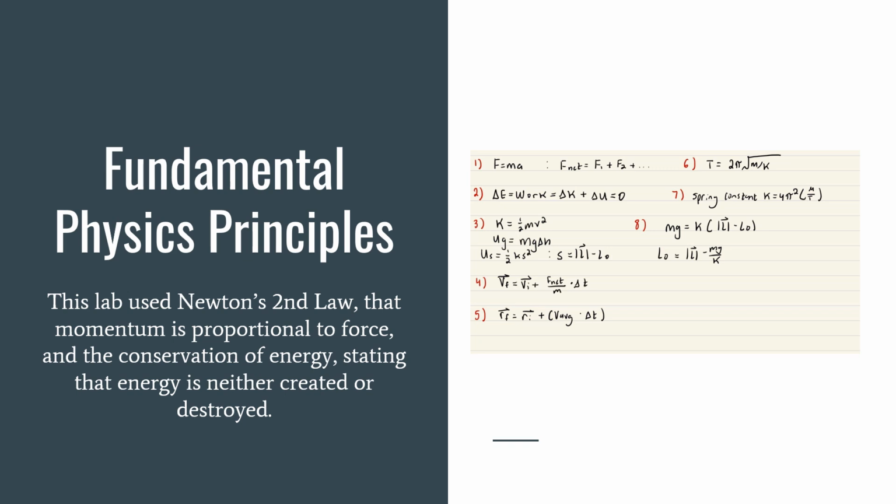We also have spring potential, and then we have the velocity update formula and the position update formula, as can be seen by number 5. We have the formula for the period of a spring, then we have the formula for a spring constant, and finally we have the formula for spring force, as well as the formula for the relaxed length of a spring, as can be seen by number 8. And all of these will be used later in the slides in the experiment.